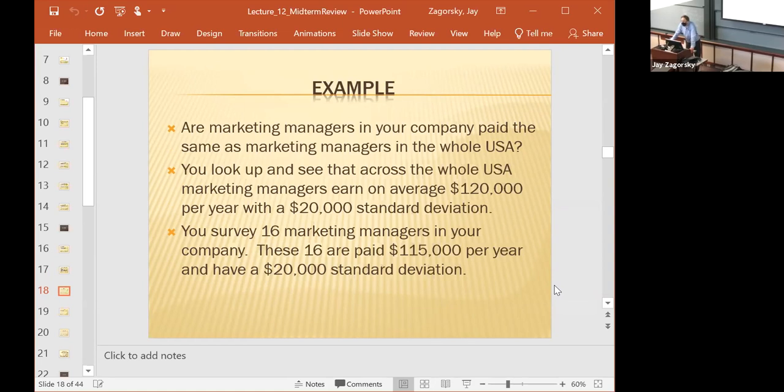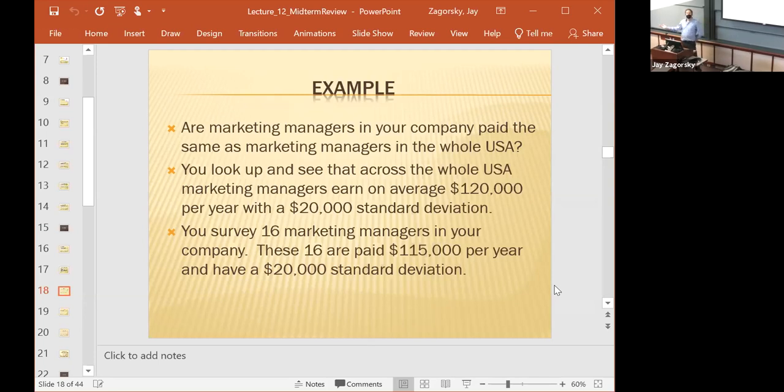Are marketing managers in your company paid the same as marketing managers in the whole United States? You look up and you see the whole United States marketing managers earn $120,000 a year, and there's a $20,000 deviation. Why? Because some marketing managers are paid more and some marketing managers are paid less. Does that make sense? So just because the average is 120 doesn't mean that some people aren't paid a lot and some people paid relatively little. You survey 16 marketing managers in your company and you find they're paid $115,000 a year, and they have also a $20,000 standard deviation. All right.